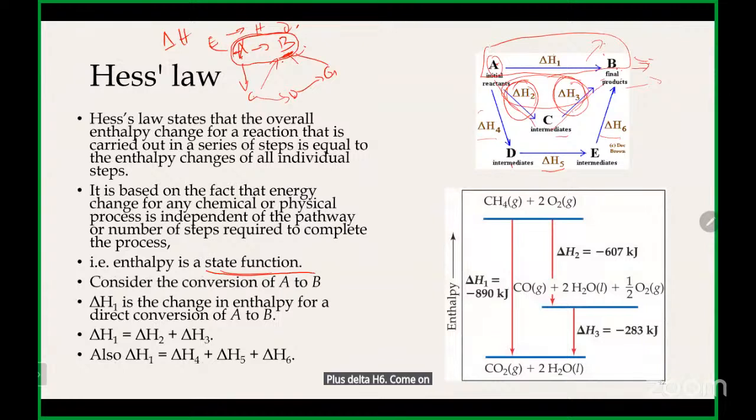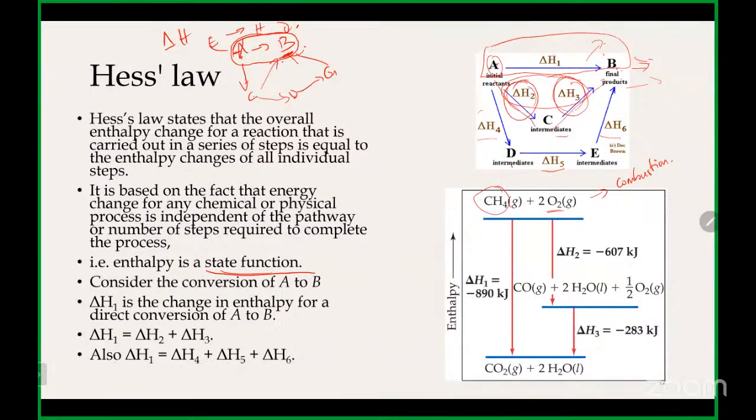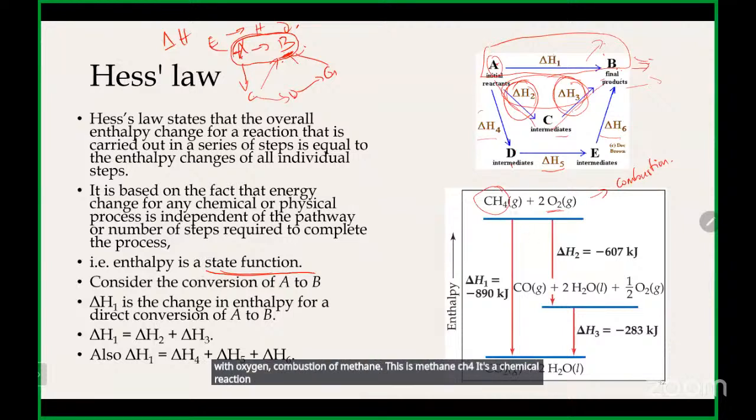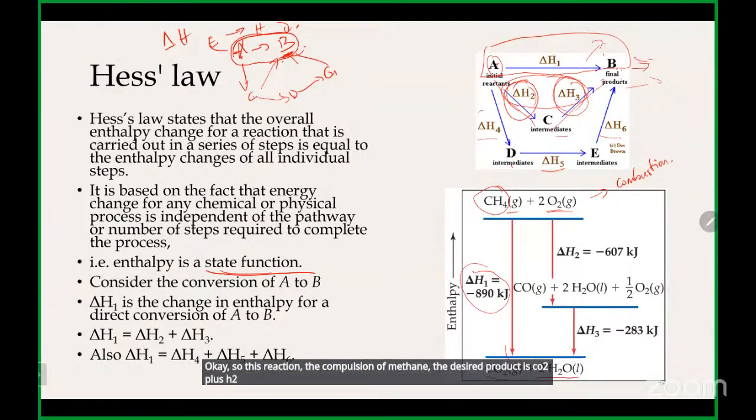So this is one example of a real chemical reaction. This is the combustion of methane. A combustion reaction is a reaction with oxygen. This is methane, CH4. It is a thermochemical reaction because we have indicated the states of the reactants, and we have also indicated the delta H of the reaction. The desired product of the combustion of methane is CO2 plus H2O, liquid water.